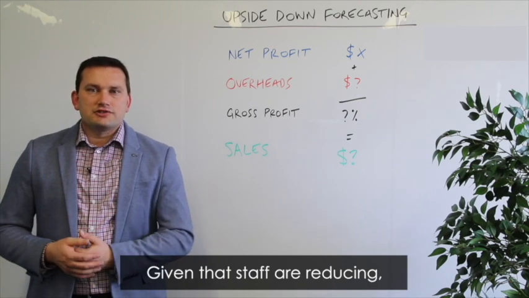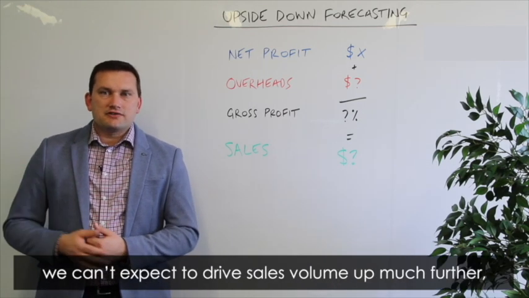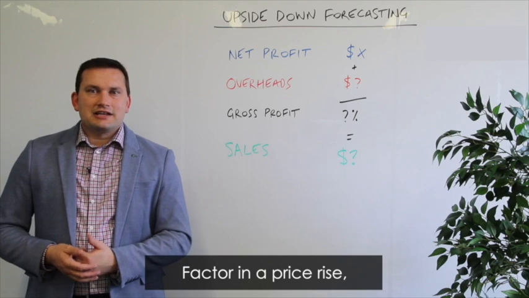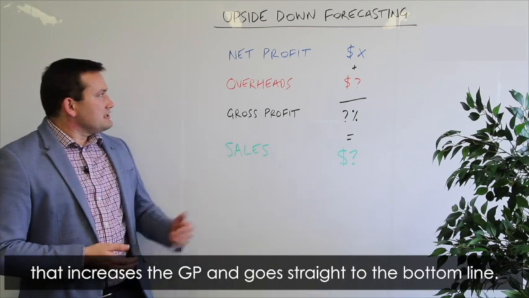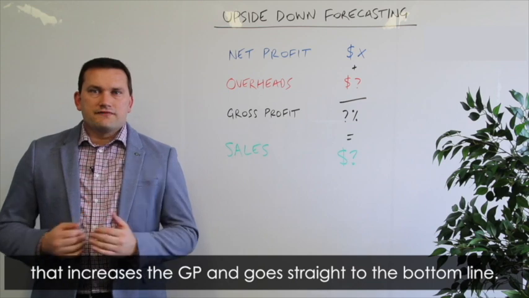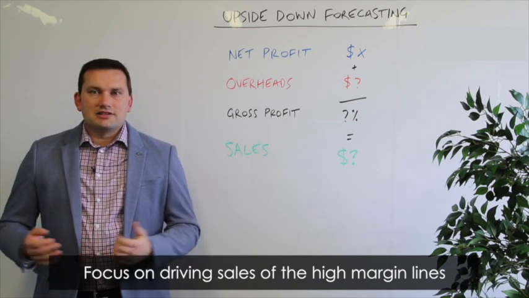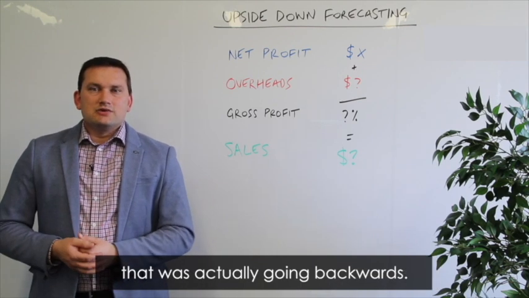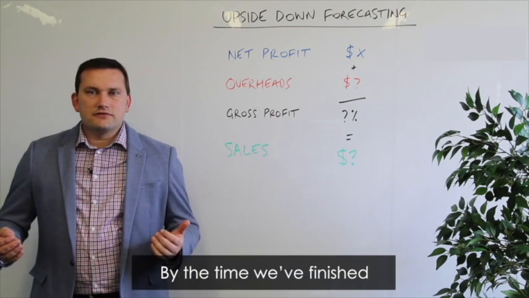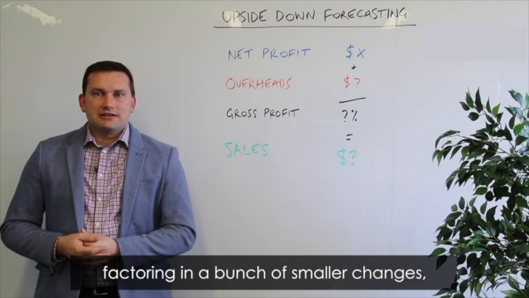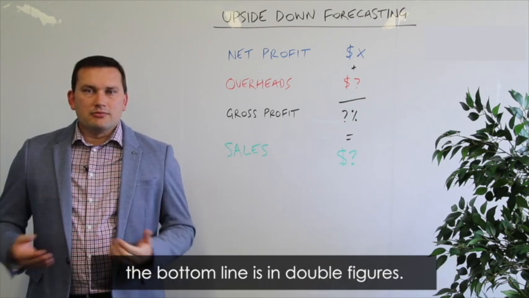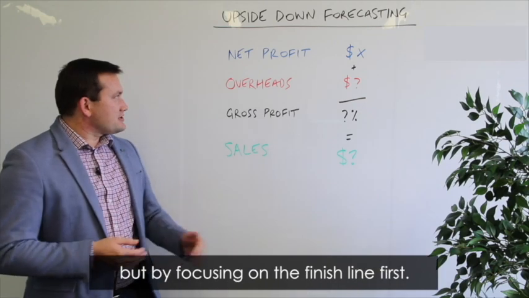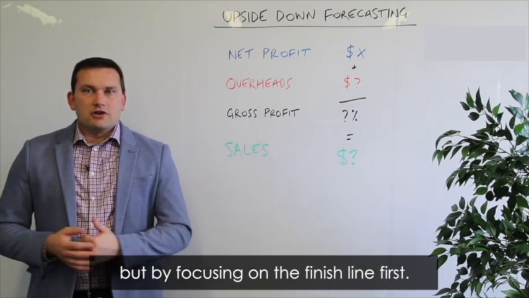So given that staff are reducing, we can't expect to drive sales volume up much further, but we can do something about price. So if you factor in a price rise, that increases the GP and then goes straight to the bottom line. So focus on driving sales of the high margin lines and then refining the product mix. Remove a small part of the business that was actually going backwards. So a few of these things, and by the time we've finished factoring in a bunch of these smaller changes, the bottom line is now in double digits. And it's not through any smoke and mirrors, but by focusing on the finish line first, the bottom line.